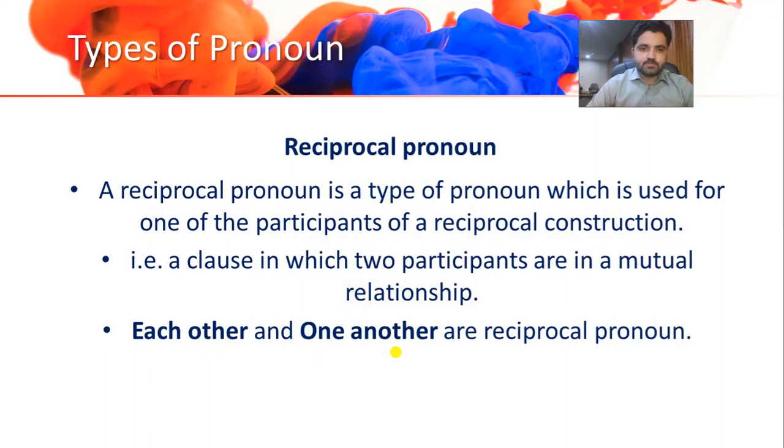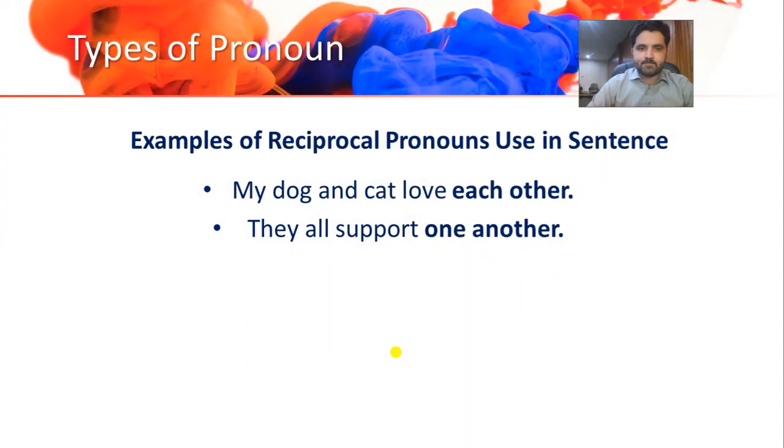Reciprocal pronoun. A reciprocal pronoun is a type of pronoun which is used for one of the participants of a reciprocal construction, i.e., a clause in which two participants are in a mutual relationship. Each other and one another are reciprocal pronouns. Examples of reciprocal pronoun used in sentence. My dog and cat love each other. They all support one another.